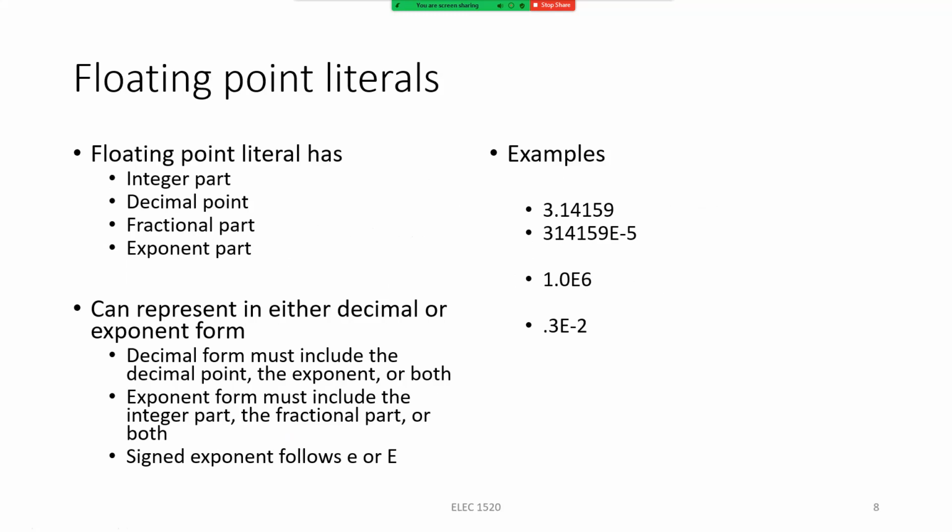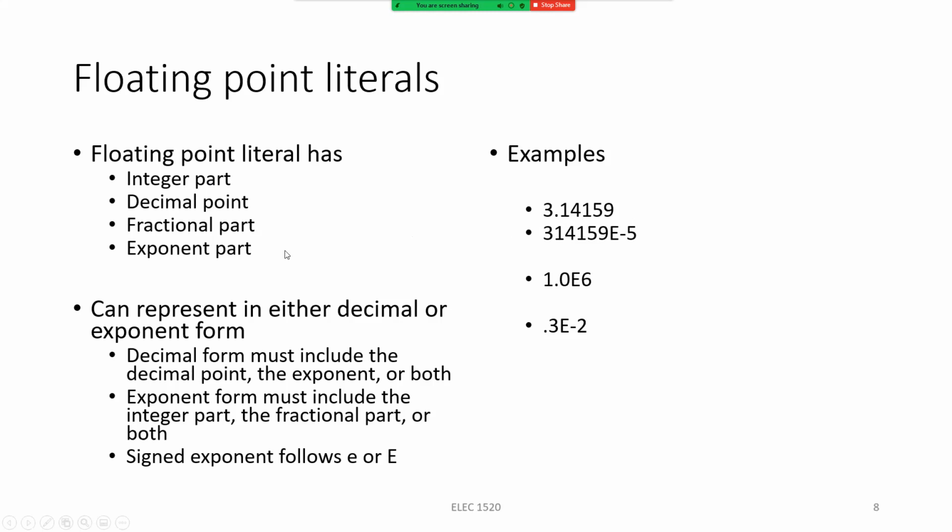Floating point literals. When we write floating point in our code, it's going to be of type double. To remind you what a floating point number can have: a floating point literal can have an integer part and a decimal point. So here at 3.14159, the integer part is the portion to the left of the decimal point, the 3. Here's your decimal point. The fractional part is the 14159 to the right.